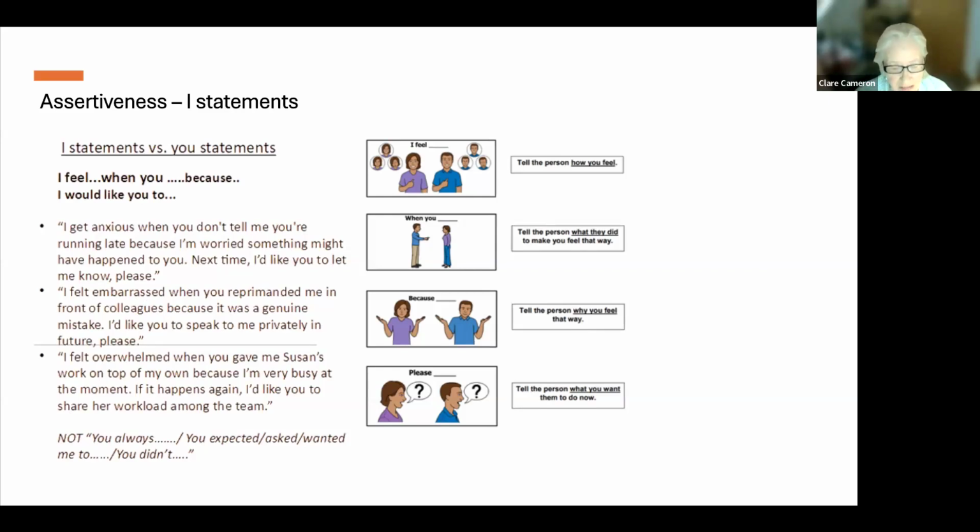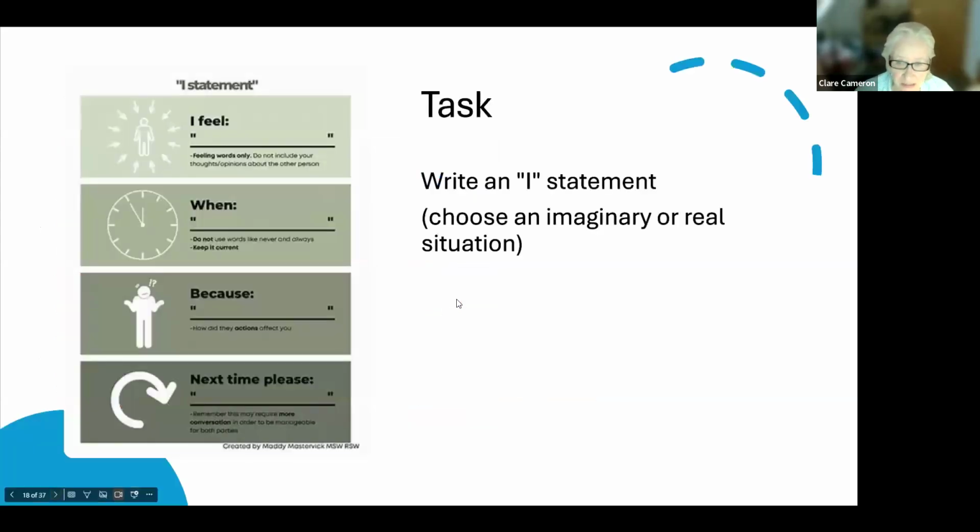It's very, very effective. So what we're going to do is you're going to write your own statement. I hope you've all got pen and paper. Choose an imaginary or a real situation. I feel when you do something because, and next time, please, or I would like you to, okay? So write a statement on a situation, real or imaginary, just practicing that formula.